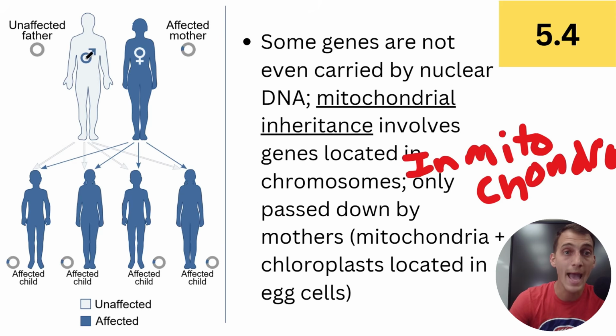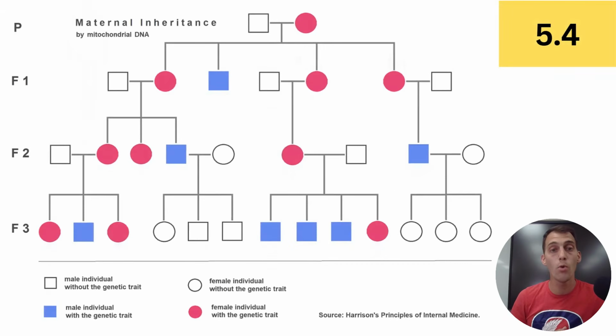So if dad has a mitochondrial disorder, none of his kids are going to get it because he's not passing down his mitochondrial DNA to his kids. It's only passed down maternally. All right, so here's one more pedigree that demonstrates mitochondrial inheritance.